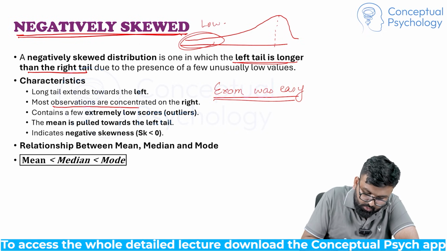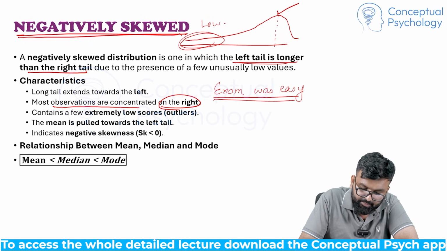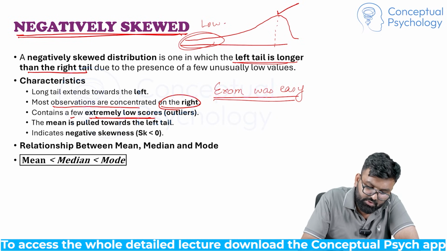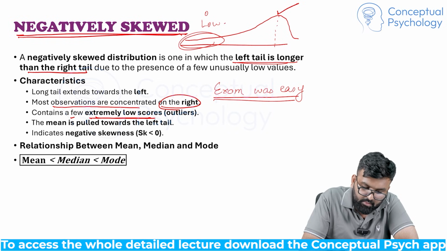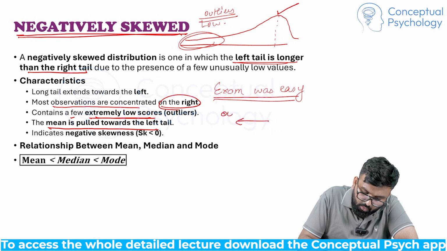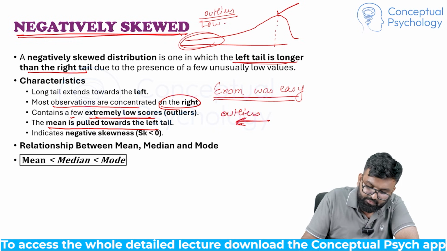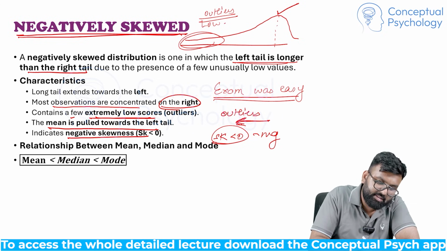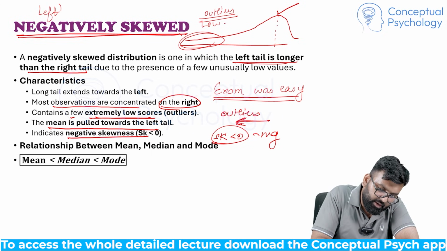Most observations are concentrated on the right. Contains a few extremely low scores. कुछ low scores हैं, ये outliers जो है वो low scores हैं यहाँ पर. The mean is pulled towards the left tail. Mean is always pulled towards the outliers, and mean जो है वो इस बार left की तरफ shift होगा. And skewness is less than 0, that is negative. It is negatively skewed or left skewed.